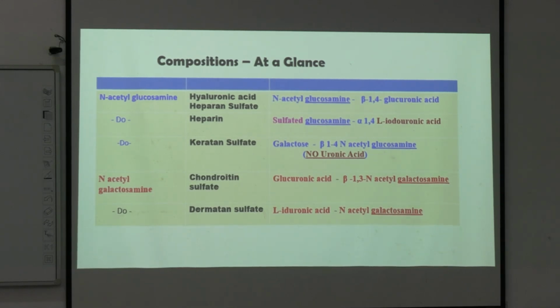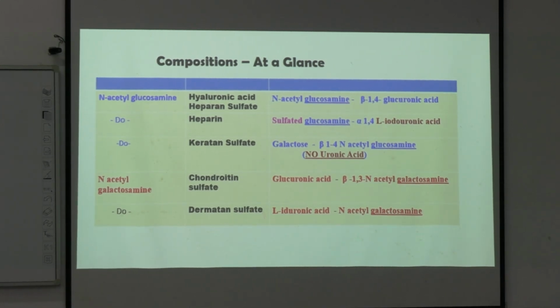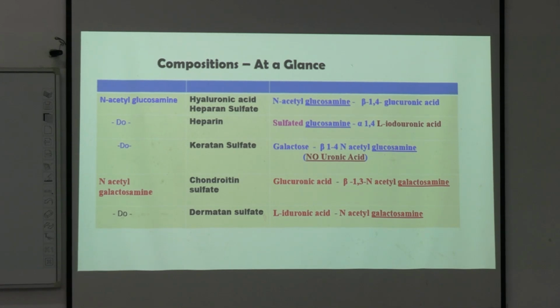This is a short MCQ question. Hyaluronic acid and heparan sulfate, if you look at the composition, they are the same. The only difference is that hyaluronic acid does not contain any sulfate group. That is the unique property of hyaluronic acid. And keratan sulfate has no uronic acid, although we say that a GAG is composed of an amino sugar and a uronic acid. But keratan sulfate, although included in the GAGs, does not contain uronic acid.